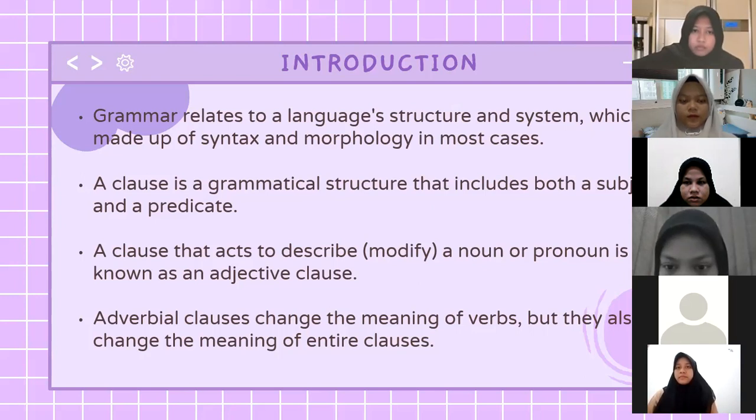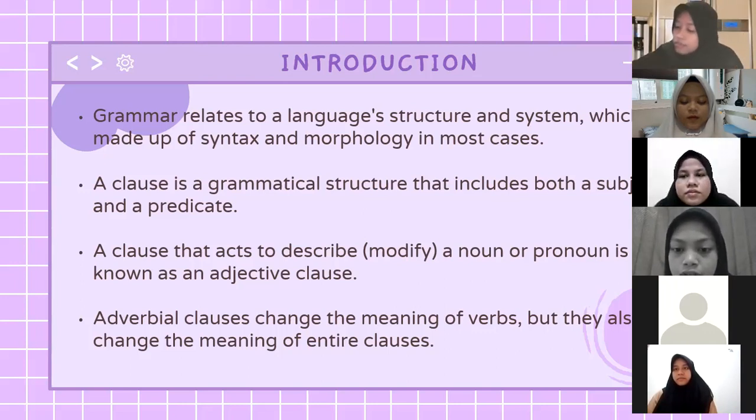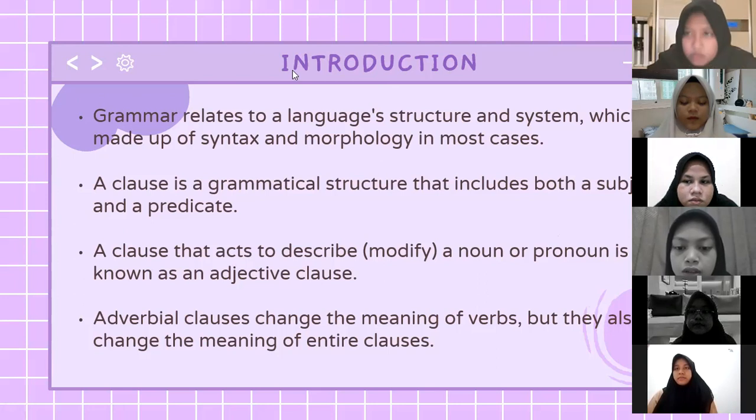An adjective clause is a clause that acts to describe or modify a noun or pronoun. It is always a dependent clause. This clause is used to describe a noun or pronoun. Adverbial clauses change the meaning of verbs, but they also change the meaning of entire clauses. The second distinct feature is that they are adjuncts, as they are often used as optional sentence elements. They are usually classified by their meaning.